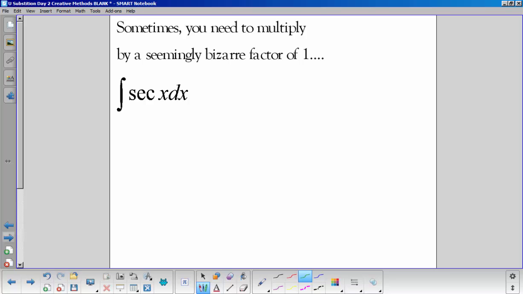Oh yes, there's more. Sometimes you need to multiply by a seemingly bizarre factor of 1. This is the one I foreshadowed earlier. You have to multiply by a factor of 1 that might seem nonsensical to you, but it actually works because you're creating a u and a du. And so you multiply this by secant x plus tan x over secant x plus tan x.